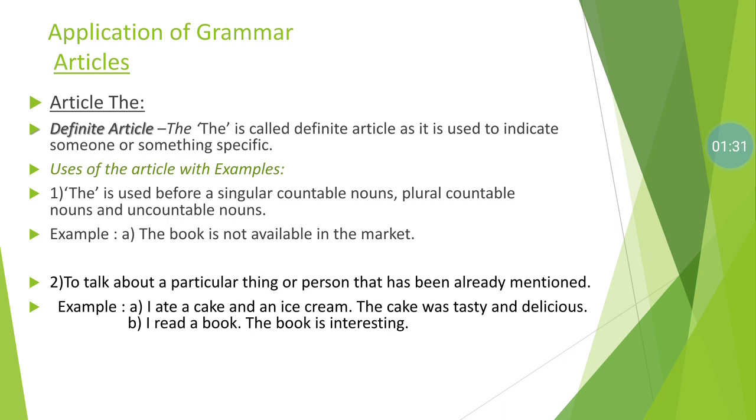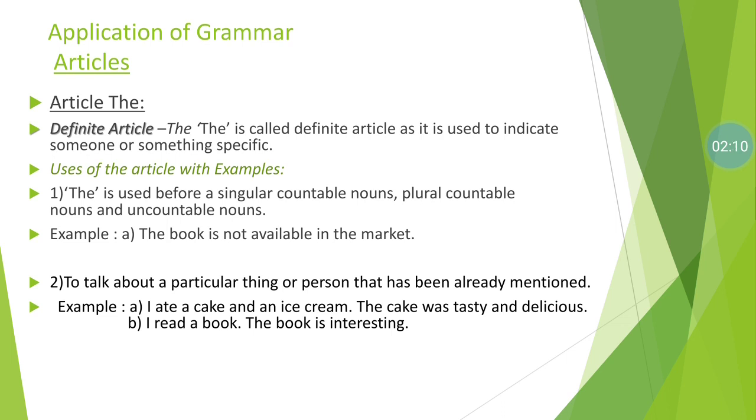We also know that the is the definite article because it gives specific or particular information about an object. On the other hand, a and an are indefinite articles because these articles give a common or general sense or idea about the object. That's why they are called indefinite articles. So today we are discussing the definite article, that is the. Why is the called a definite article?